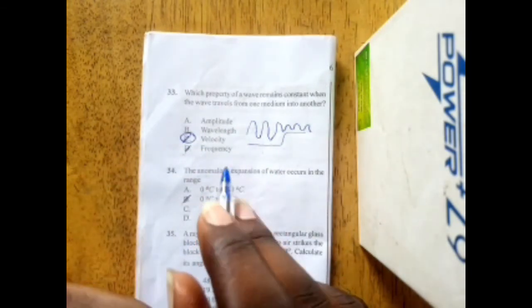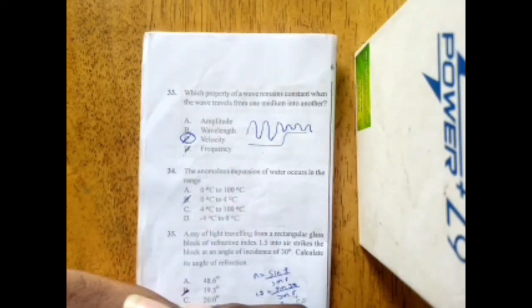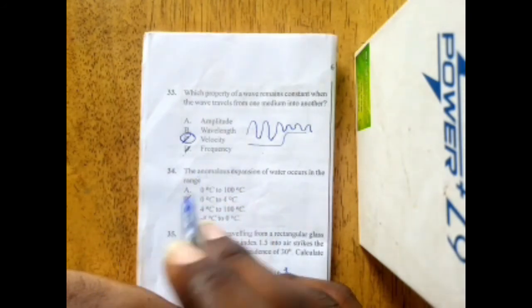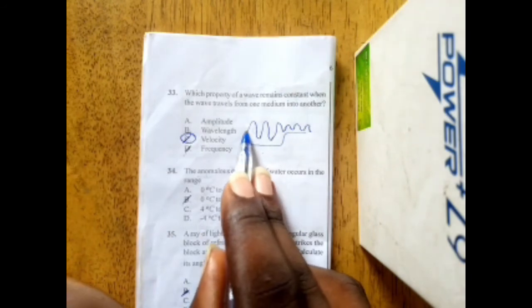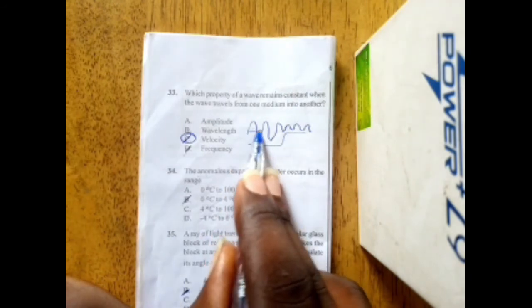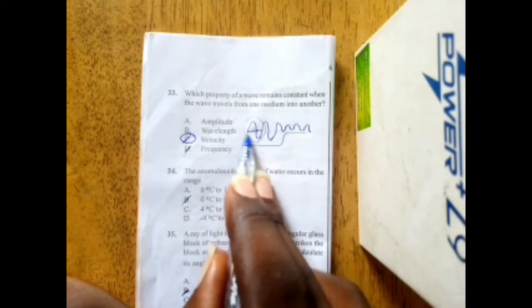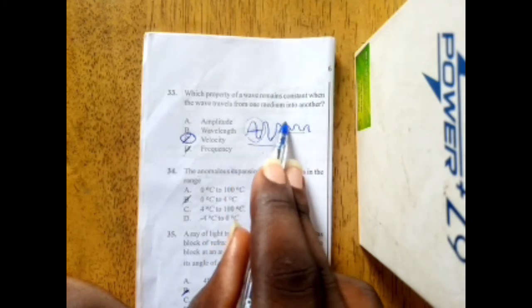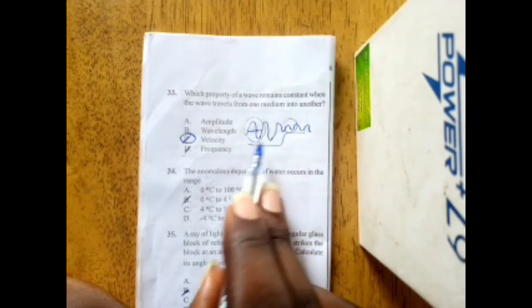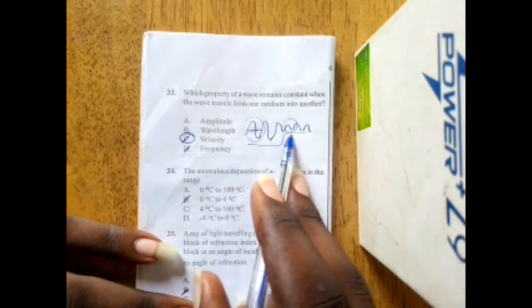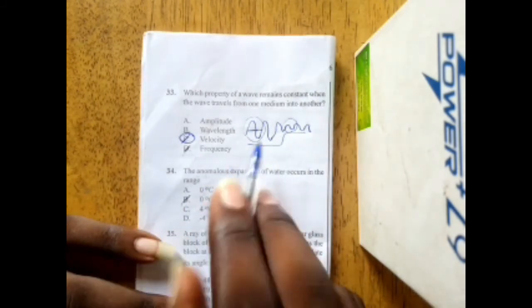Now recall that the frequency is the number of cycles obtained in a second. For this wave, upward and downward, the time taken to complete this cycle will be different from the time taken for this other wave to complete its own cycle. So moving from one medium to another, the frequency will decrease or increase because the medium has its own refractive index, but the velocity, the speed of propagation of the wave, will remain constant throughout. So it's the velocity.